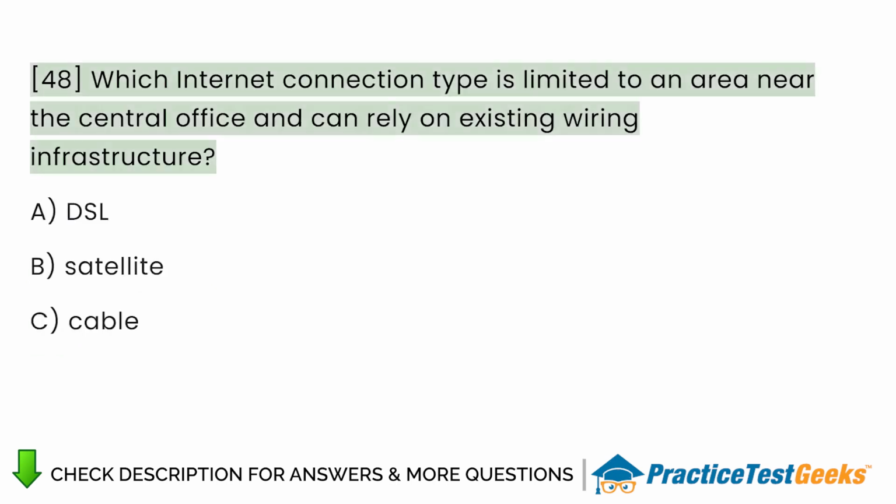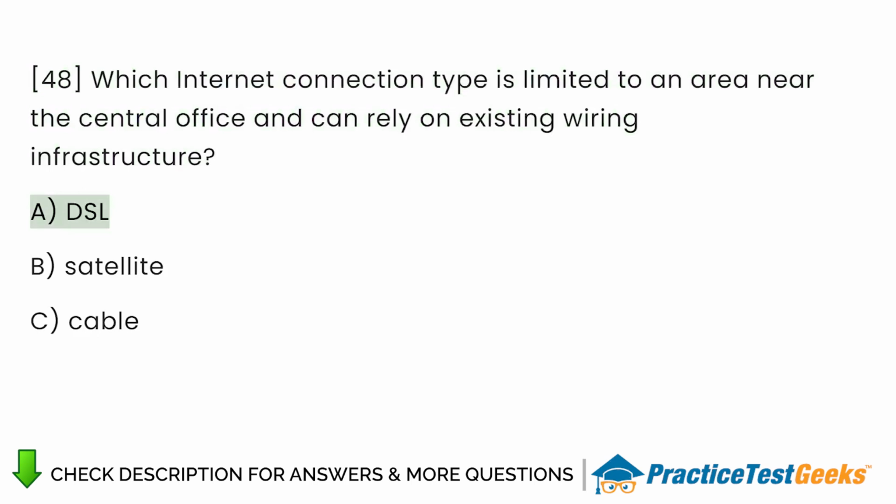Which internet connection type is limited to an area near the central office and can rely on existing wiring infrastructure? A. DSL. B. Satellite. C. Cable.